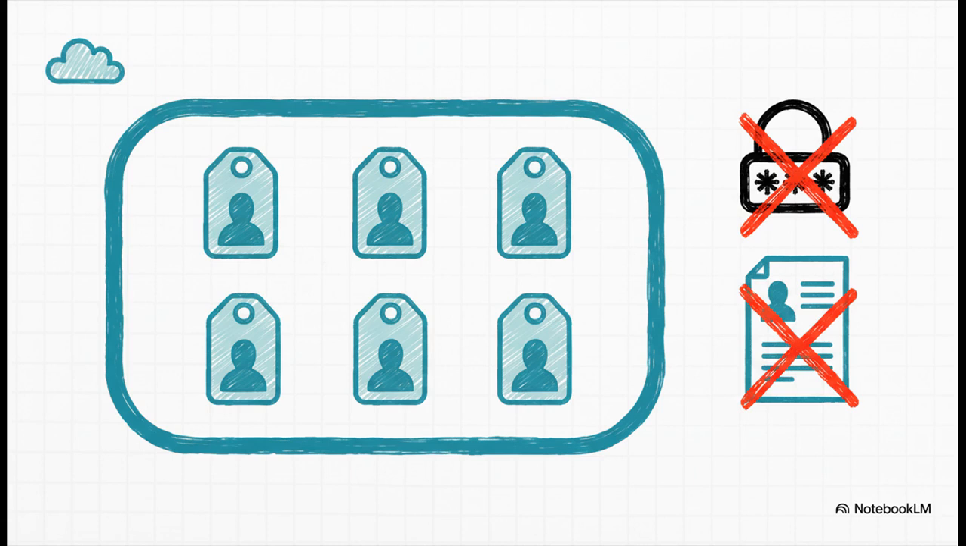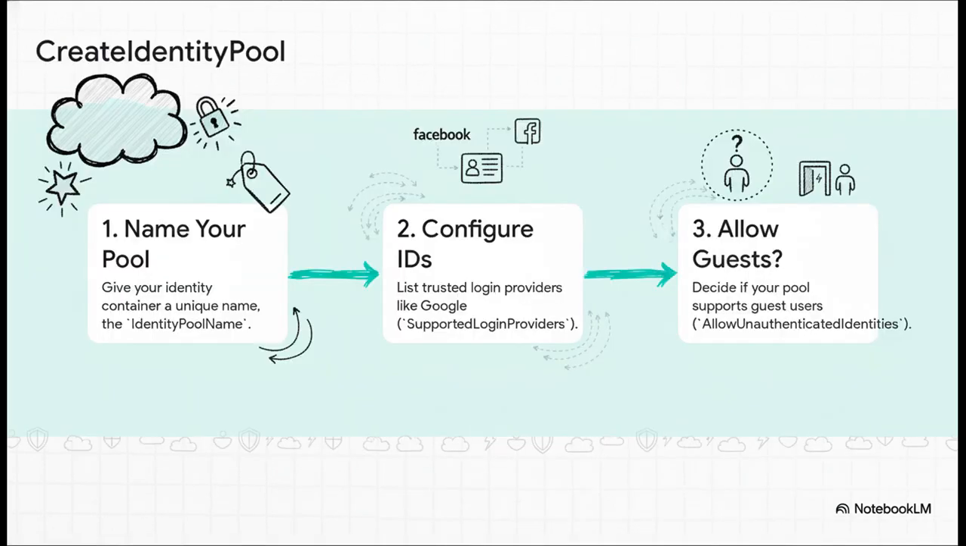So, an identity pool, think of it like the main container for your app's users. It's this bucket of user identity information that lives inside your AWS account. Now, it's not storing passwords or user profiles or anything like that. Instead, it just knows about all the users who access your app and, importantly, which providers they're using to sign in. The actual API call to do this is CreateIdentityPool.